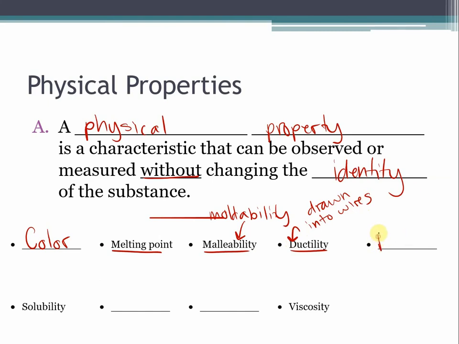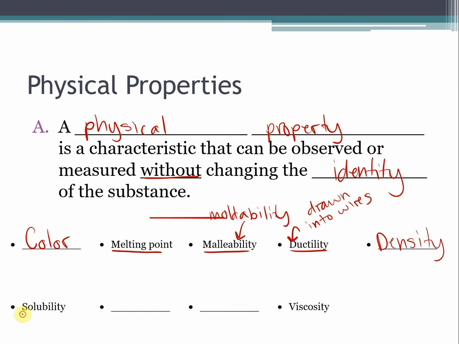Another big one is density, which we've talked about several times so far this year. That is a physical property. You did a lab wherein you found the density of some BBs, and by finding their density, you didn't change the identity of the BBs, right? They were made of plastic, and you found their density, and at the end, they were still made of plastic. They hadn't burst into flames or done anything weird, unless you did the lab really wrong.